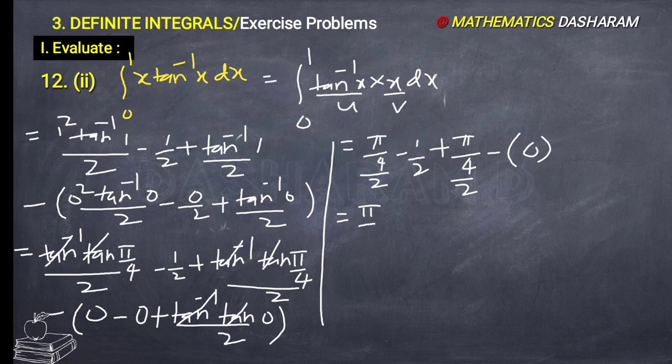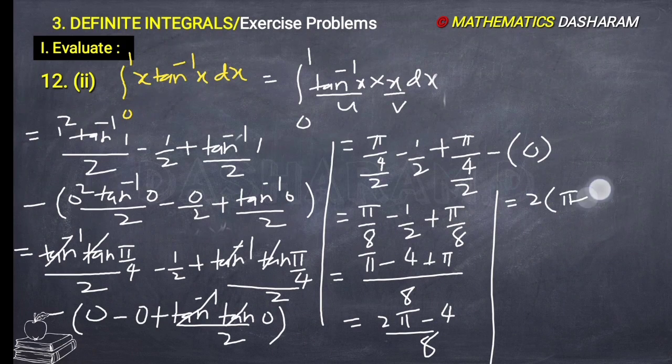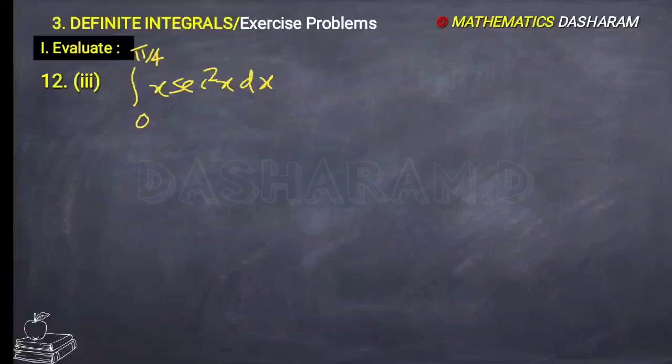So here π/4 by 2, 2 fours are 8, next to −1/2 plus π/8. So the LCM is 8: π − 8 into... 4 plus π, then it is equal to π + π, 2π − 4 divided by 8. So we can take the 2 common in the numerator, π − 2 divided by 8, 2 ones are 2, 2 fours are 8, so (π − 2)/4 is our required answer.